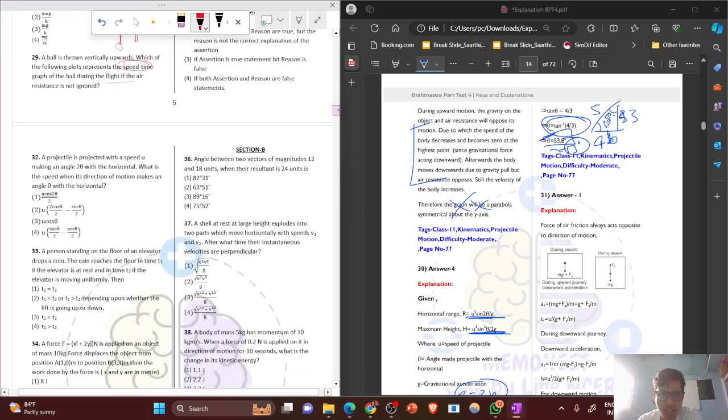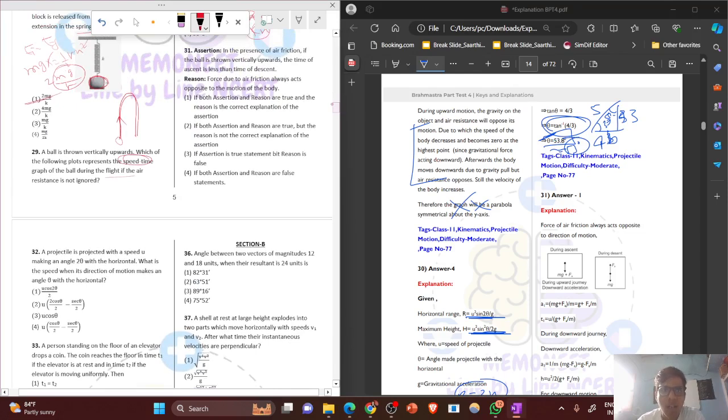Now moving ahead. Question number 31. In the presence of air friction, if the ball is thrown vertically upward, the time of ascent is less than the time of descent. When you know there is friction and you throw the ball upward, friction will act in the downward direction. And if the ball moves downward, friction will act in the upward direction. Gravity acceleration is always in the downward direction. Force due to friction always acts opposite.